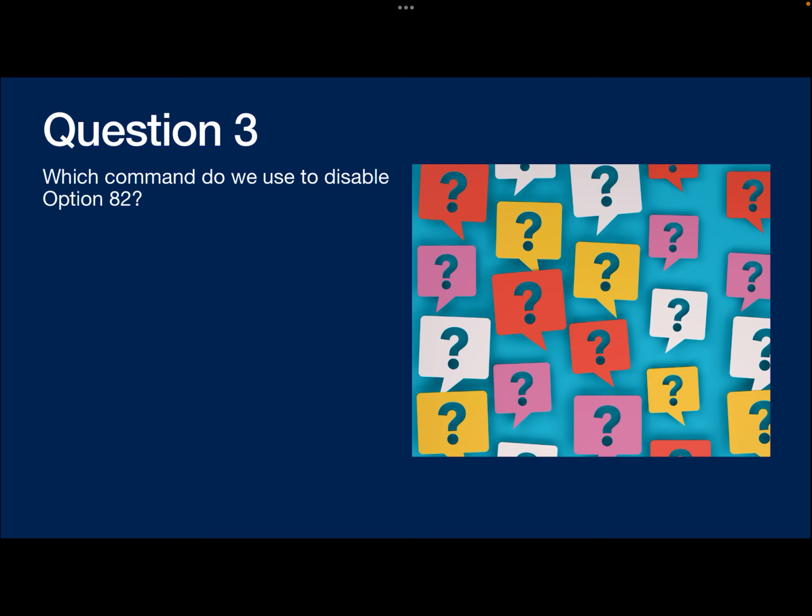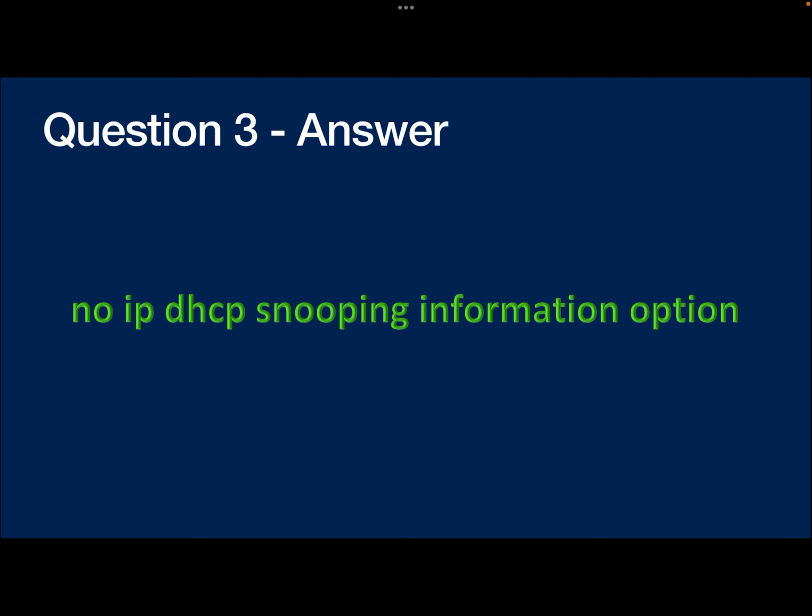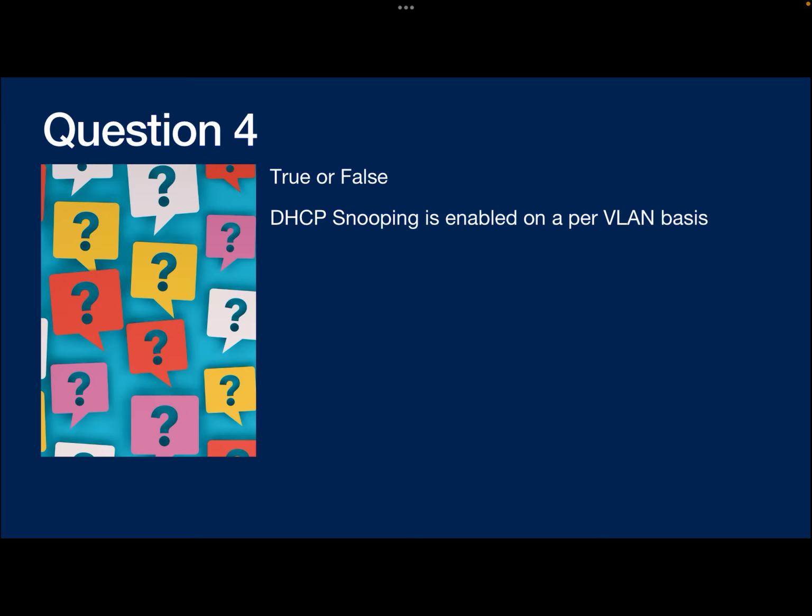Okay, so the answer is no ip dhcp snooping information option. That's what we use to disable option 82. And finally, question number 4. True or false? DHCP snooping is enabled on a per VLAN basis. Again, please pause the video and play when you're ready.